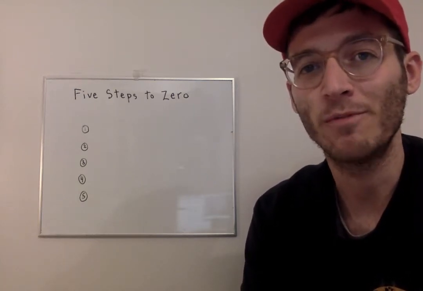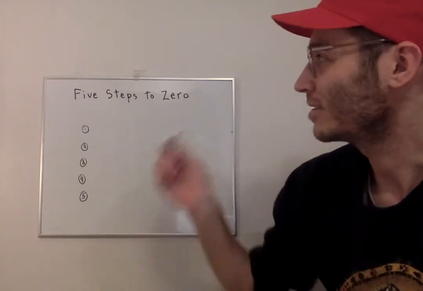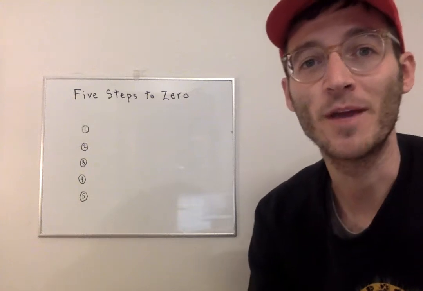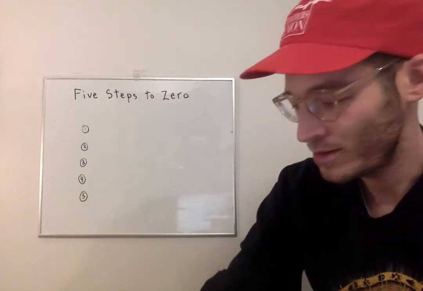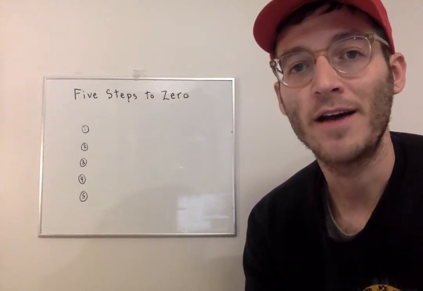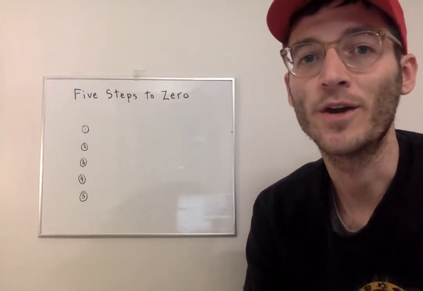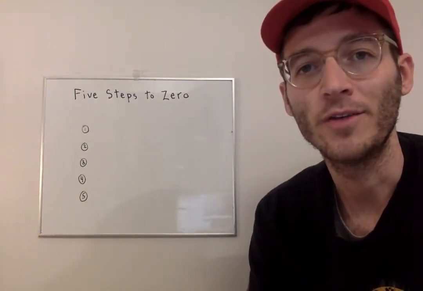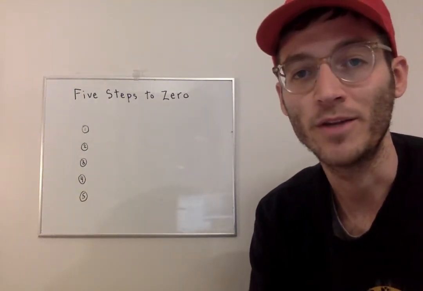Okay, for today's problem, it's more like a game, and it's called 5 Steps to Zero. The way this game works is take any number at all, and see if you can take 5 steps to convert that number all the way down to 0. The best way to learn a new game is to play it or to see it played yourself.